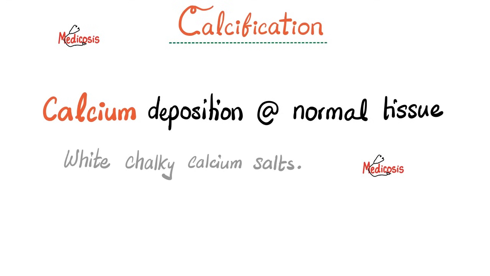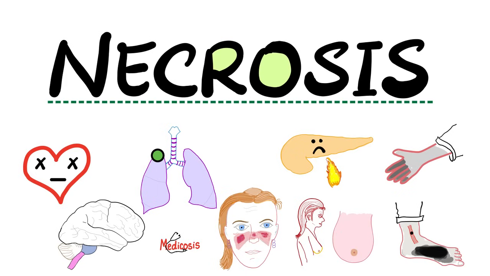White, chalky substance. In the previous video in this pathology playlist, we have talked about necrosis. We have many different types of necrosis, including coagulative necrosis, liquefactive necrosis, caseous necrosis, fibrinoid necrosis, fat necrosis, and gangrenous necrosis. Almost any type of necrosis can cause pathological calcification.